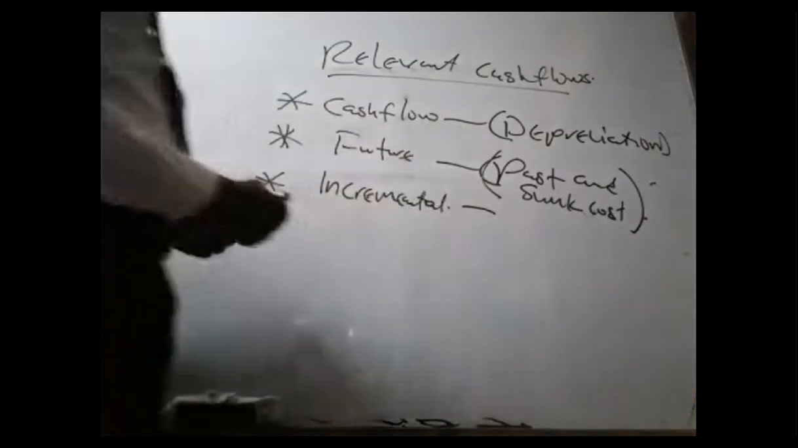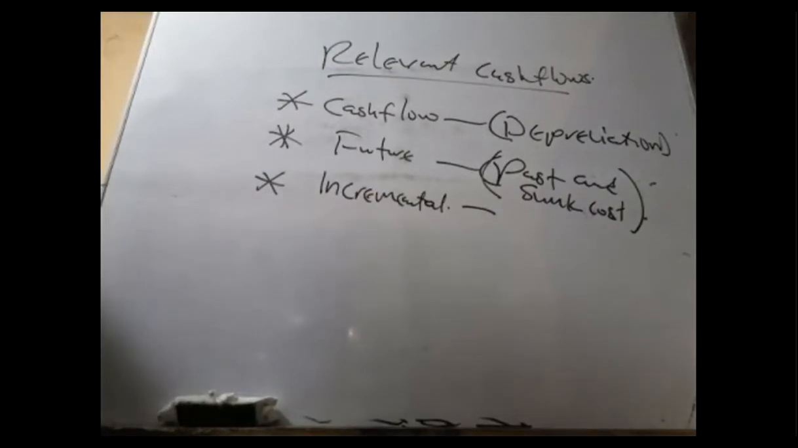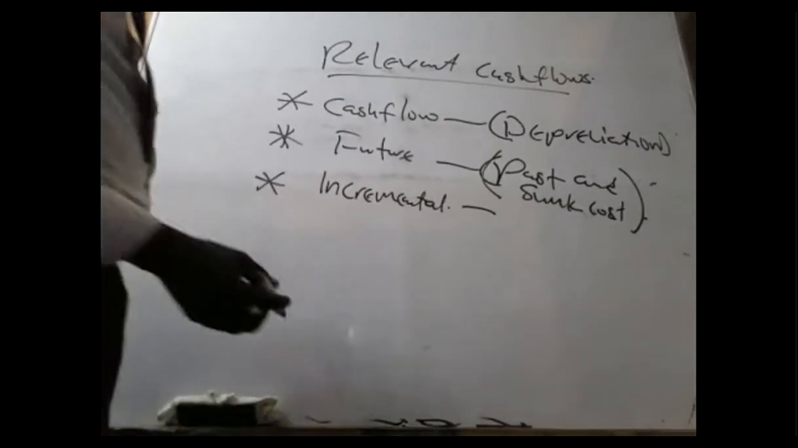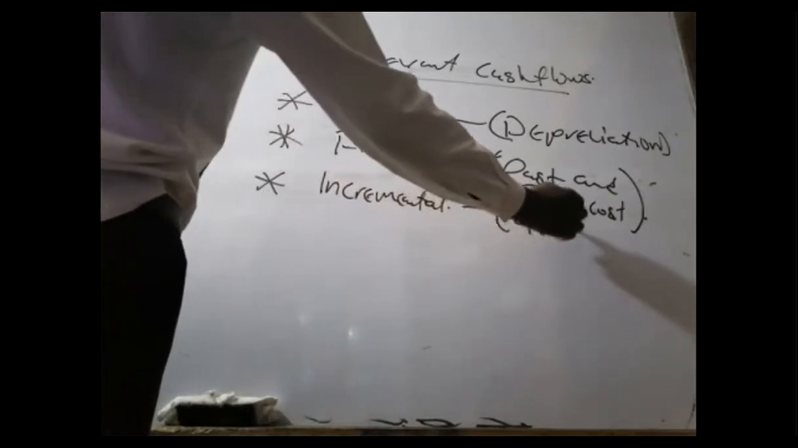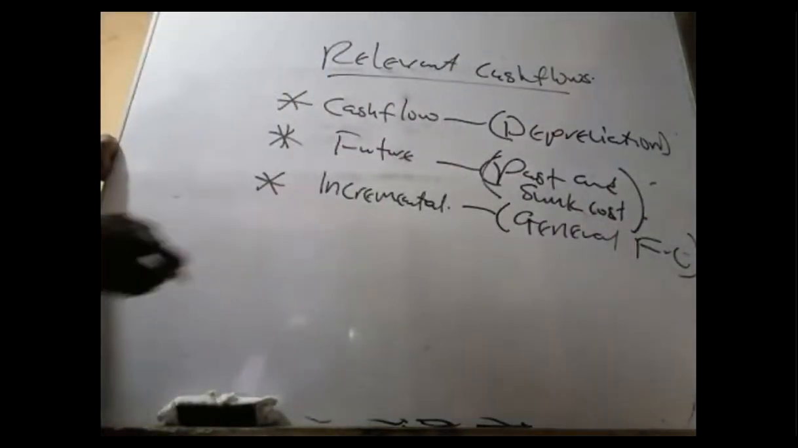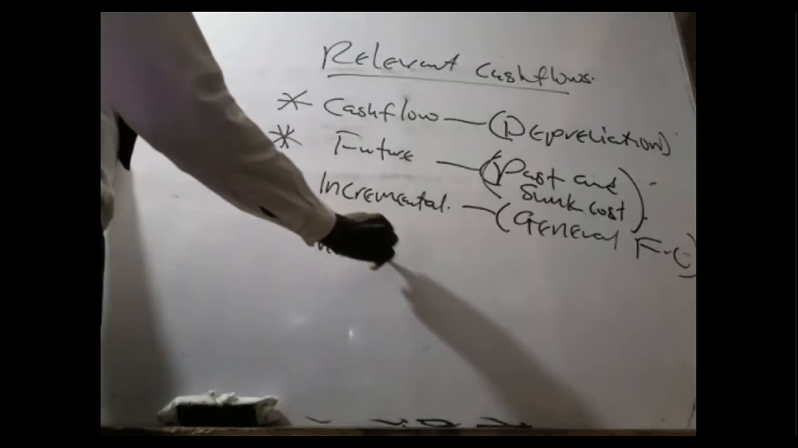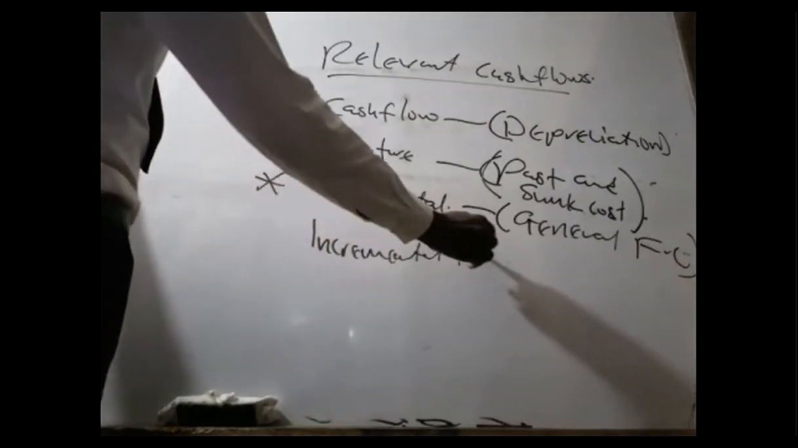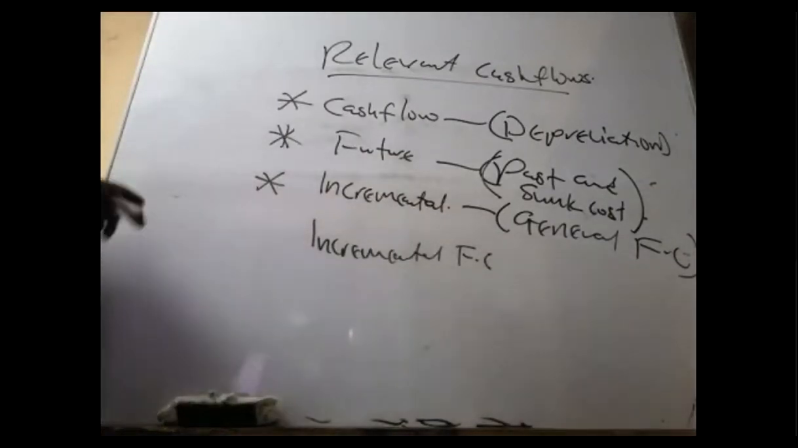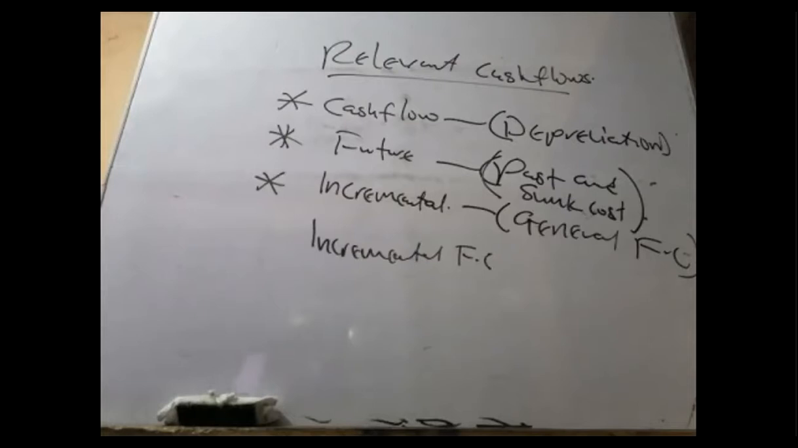The last one is incremental. Incremental means cash flows that are directly incidental to the project. It means that we don't need to include general cash flows. General fixed costs need to be ignored. The only fixed cost that we like is what we call incremental fixed cost. That is the only fixed cost that we like.